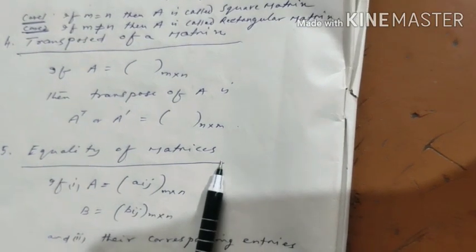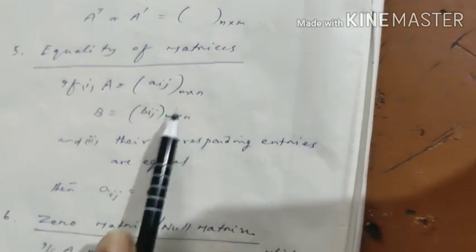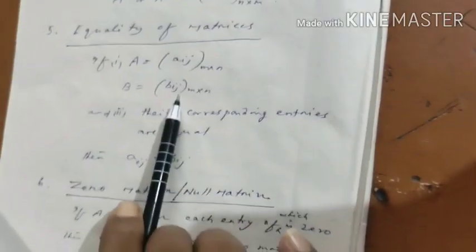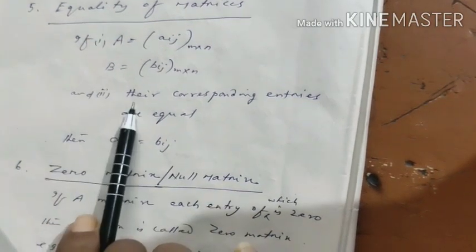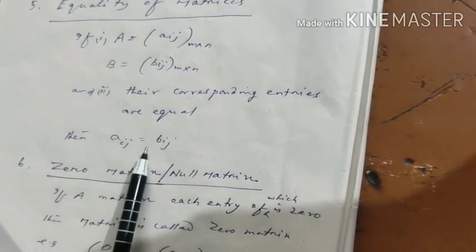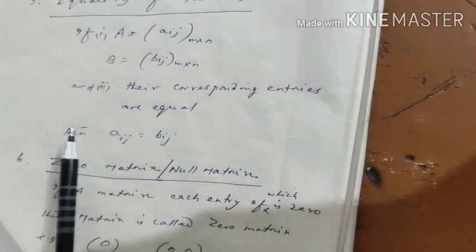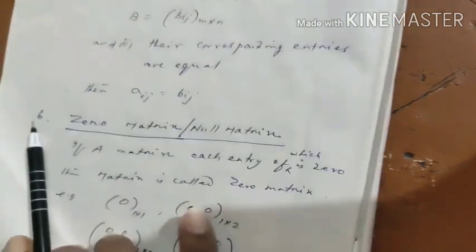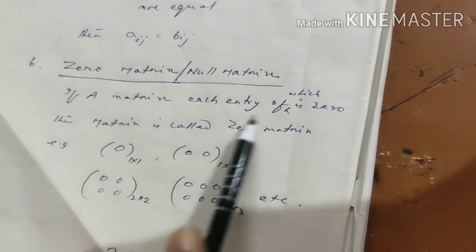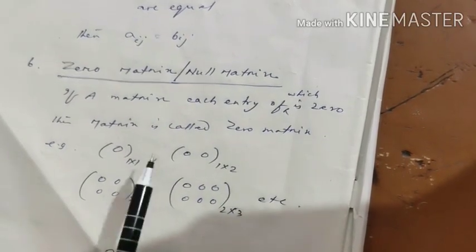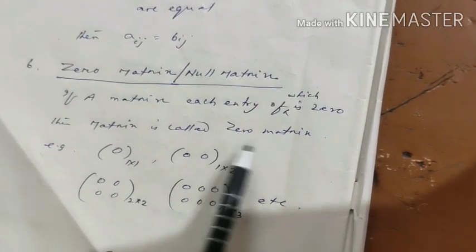Equality of matrices. If A equals [Aij] and B equals [Bij], both orders are the same and their corresponding entries are equal, when these two conditions are satisfied, then Aij is equal to Bij. The corresponding element to corresponding element are equal. Zero matrix or null matrix. If a matrix has each entry equal to 0, then the matrix is called a zero matrix.